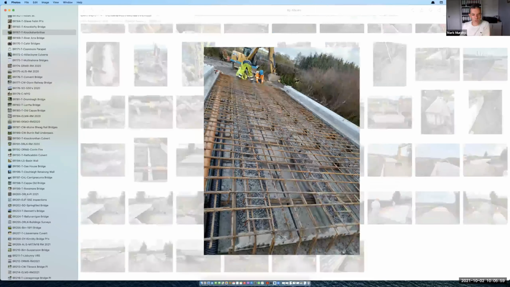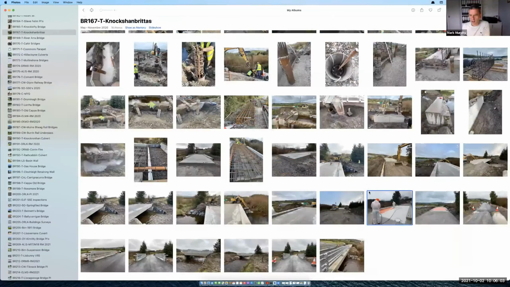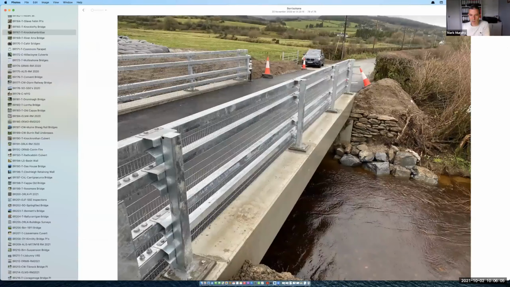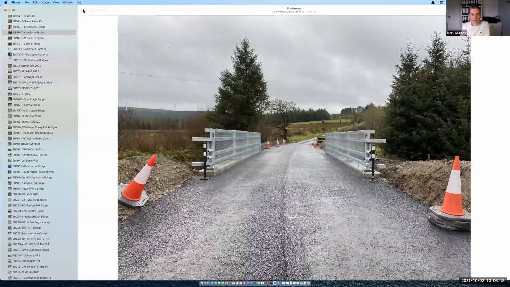So that's the deck being poured. And then you put on some waterproofing, spray it onto the deck, and then this would be the finished job. So a bridge up to modern standards that could take on the required loading. This is a very rural location in North Tipperary. So again, that's looking over the bridge. Not quite complete, but nearly there.